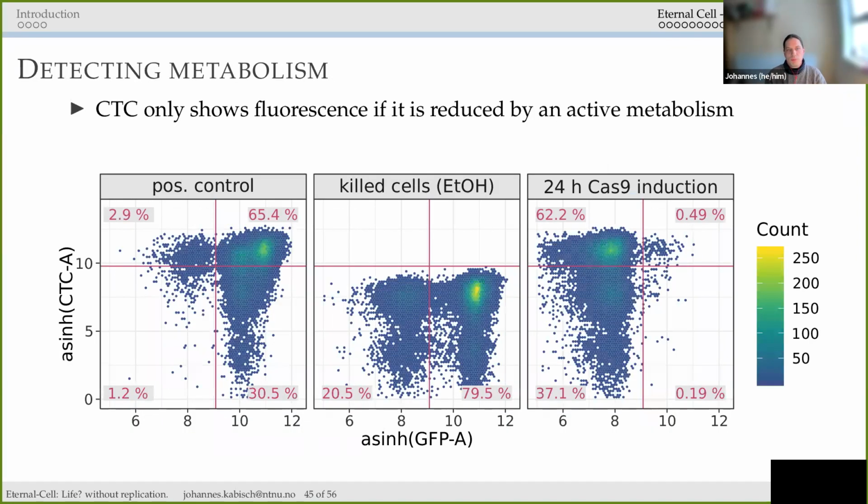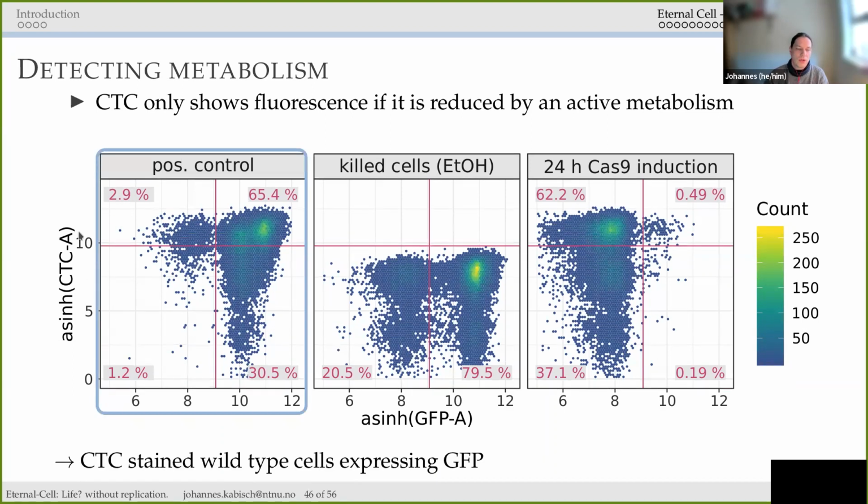Another thing we could do, but only very indirectly, is try to detect metabolism. So we used a stain called CTC, which is reduced by an active metabolism, and then it develops fluorescence. So I walk you through these pictures again. So we have our positive control. On the left axis, we have the signal for the CTC. On the x-axis, we have the GFP signal. And this is our positive control. So everything that is above here is alive, and everything that is on the right has GFP.